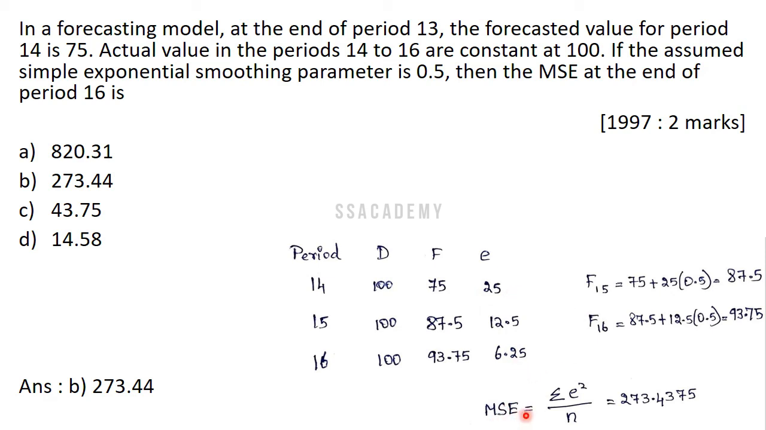We know mean square error is the summation of (Di minus Fi) whole square divided by n, which is error square divided by n. Summation of error square divided by n. 25 square plus 12.5 square plus 6.25 square, divided by 3 periods. So the answer comes out to be 273.4375. By rounding off, you will be getting 273.44 as the answer.